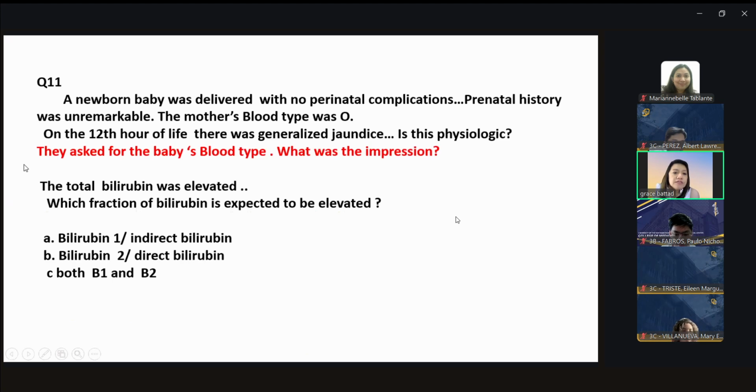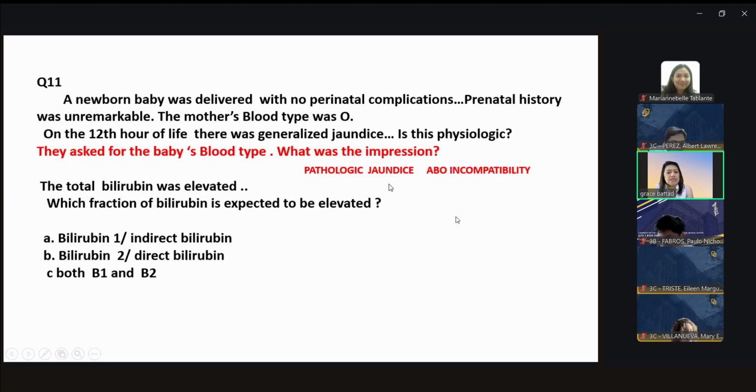So some of the residents asked for the baby's blood type because the mother's blood type was O. They thought this would be pathologic because the physiologic jaundice would occur beyond 24 hours towards 48 hours of life. Okay, it's physiologic because of the immaturity of the liver, and the liver enzymes are not yet well developed. So if the residents were asking for a blood type, then they might be thinking there was an ABO incompatibility. The total bilirubin was elevated.